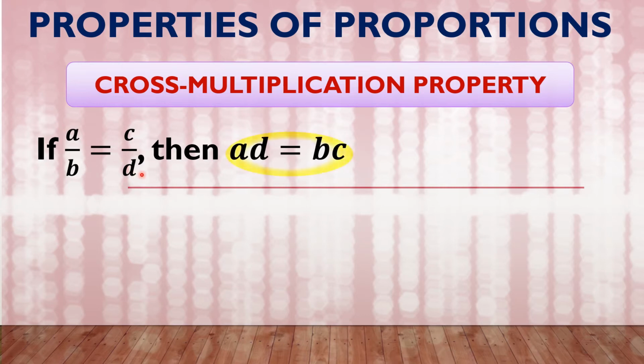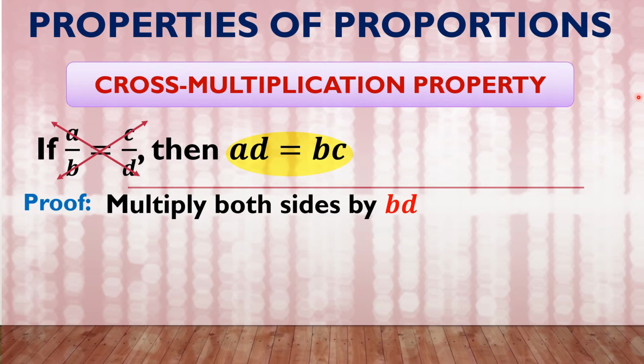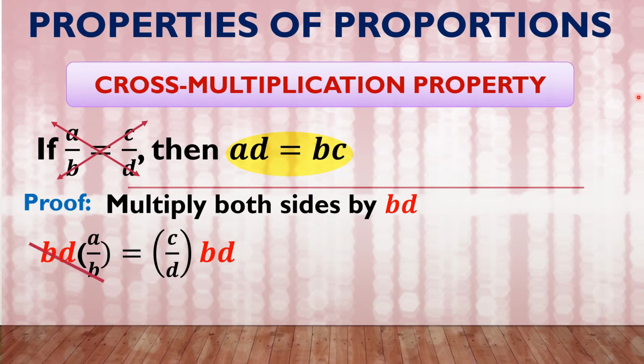Now, let's try to prove where did we obtain that AD is equal to BC. So this is what we're going to do. So yun nga, no? So A and D are being multiplied, and B and C are multiplied also at the same time. Now, proof. Multiply both sides by BD. So let's have A over B times BD is equal to C over D times BD also. And then we canceled out B at the left, and we canceled out D at the right.